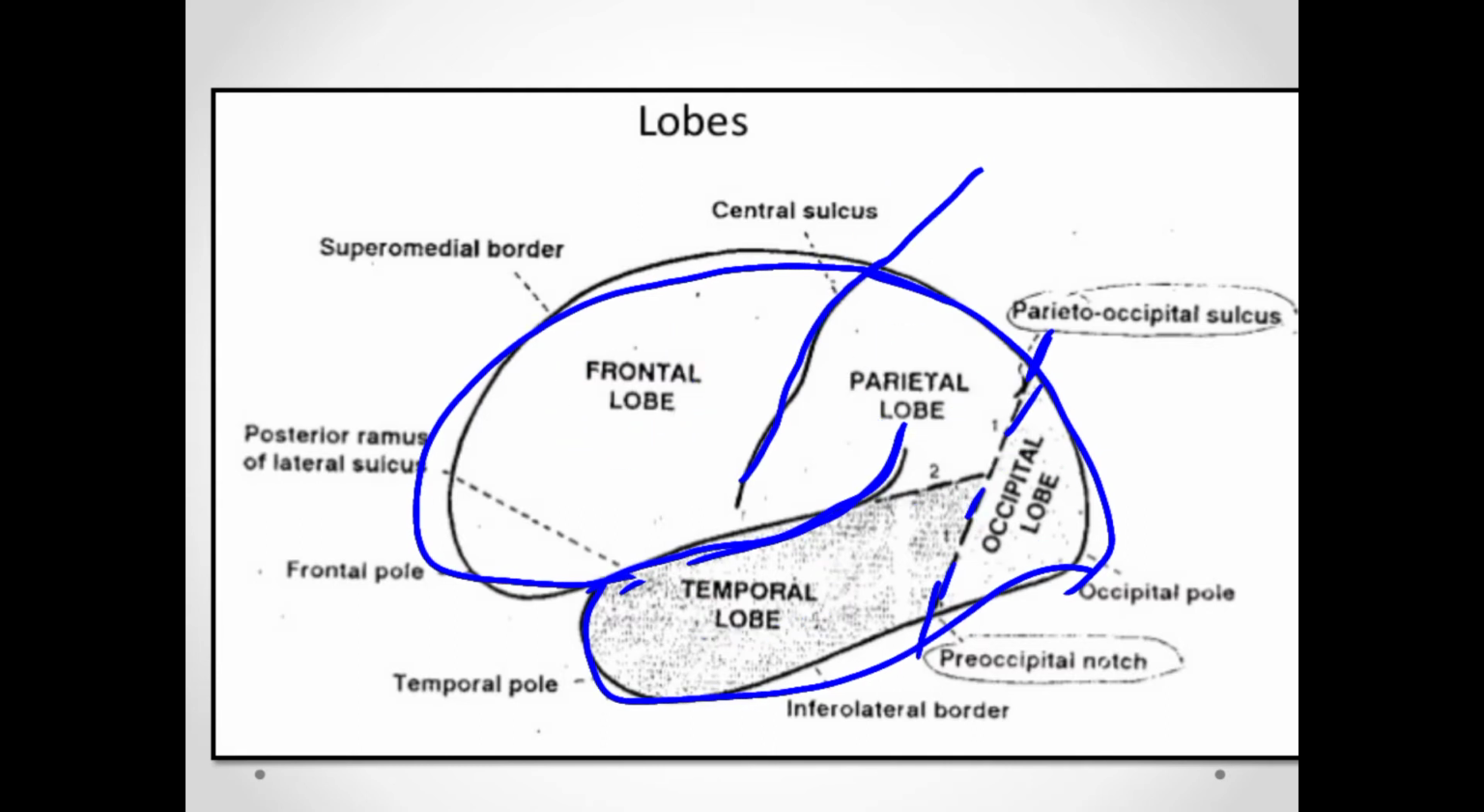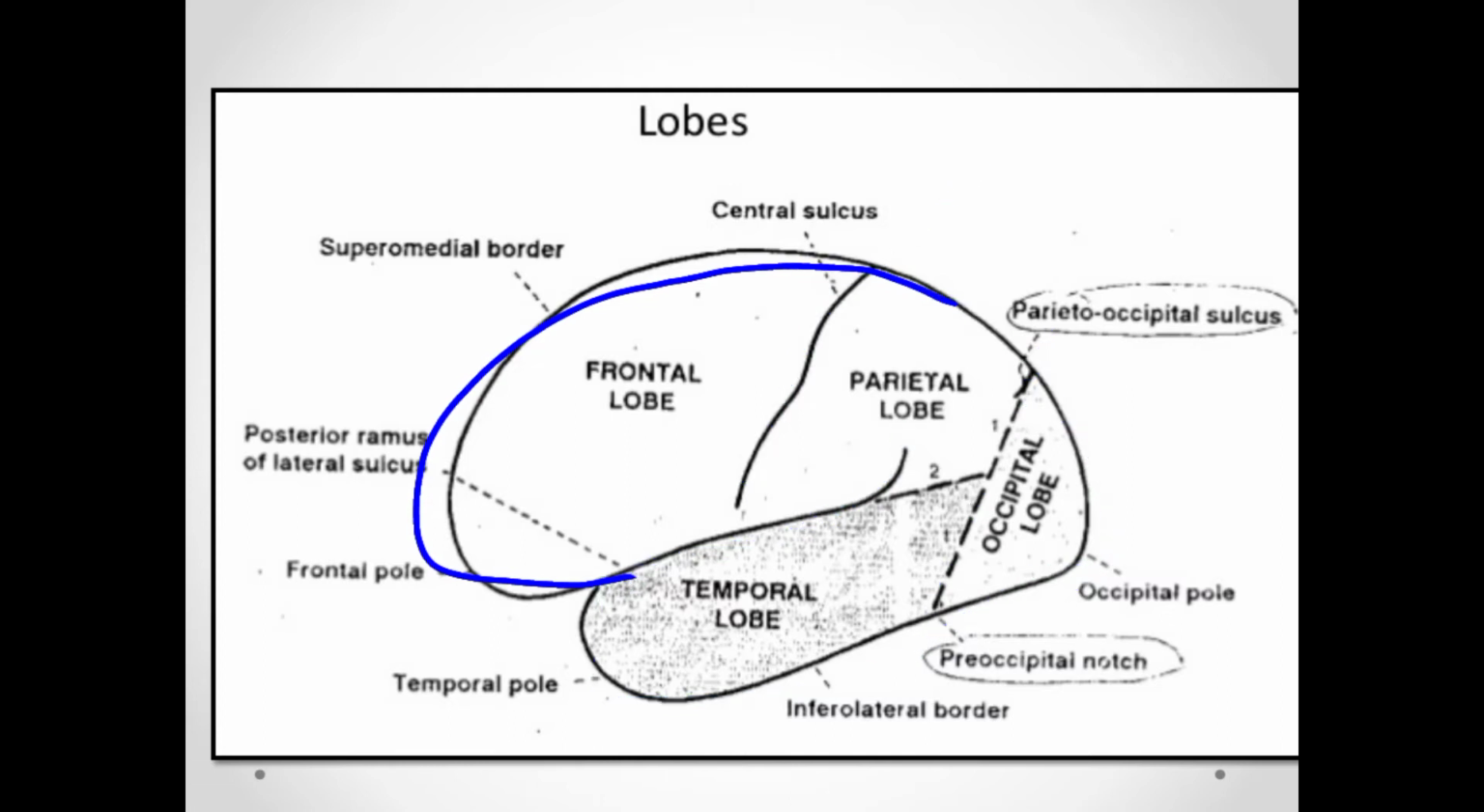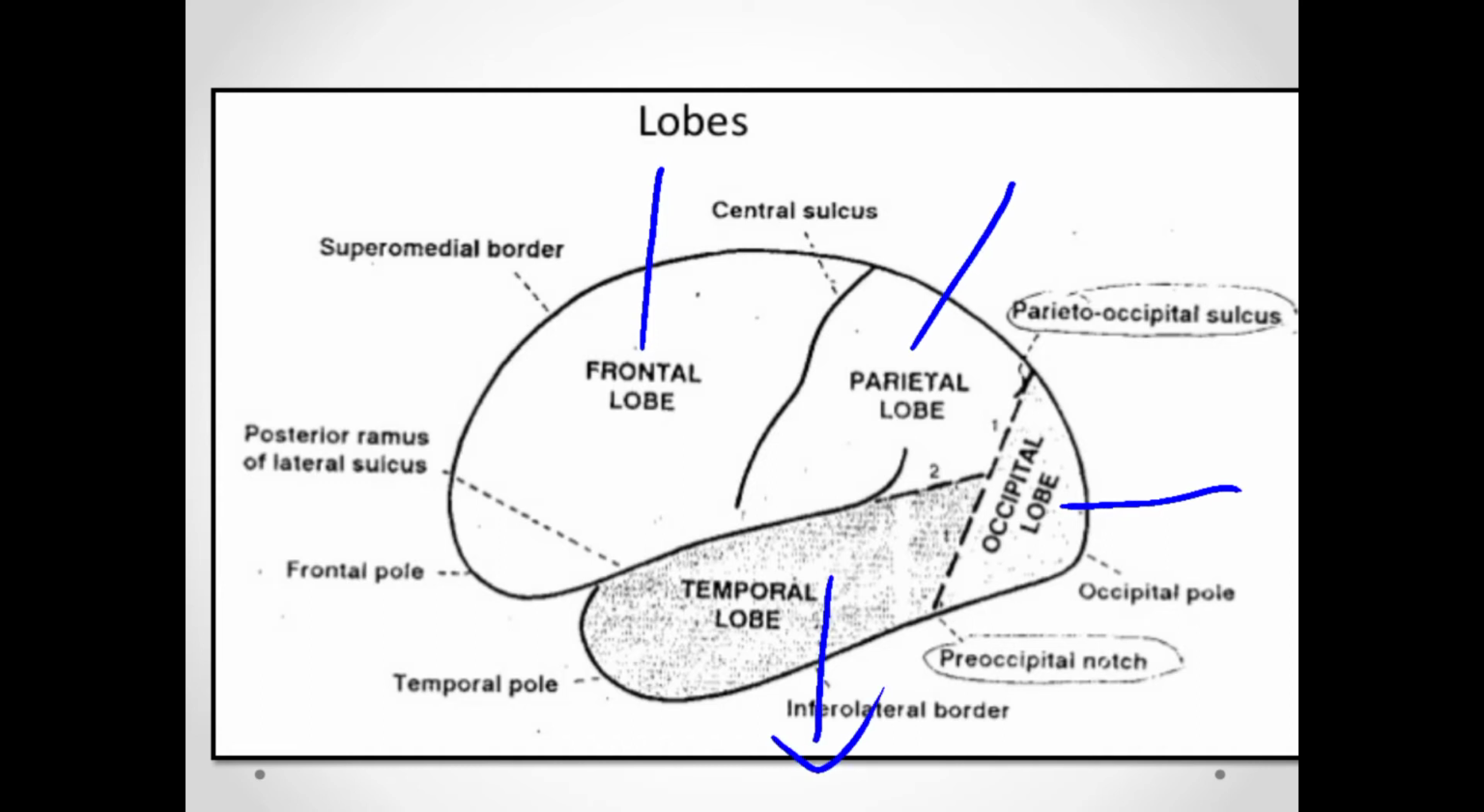So learn here, what you see is the 4 lobes. In front of the central sulcus is the frontal lobe. Behind the central sulcus is the parietal lobe. Beyond the first imaginary line, between the parieto-occipital sulcus and pre-occipital notch, is the occipital lobe. Below the second imaginary line is the temporal lobe. So there are 4 lobes: frontal, parietal, occipital and temporal. The cerebrum consists of 4 lobes: frontal, parietal, occipital and temporal lobes.